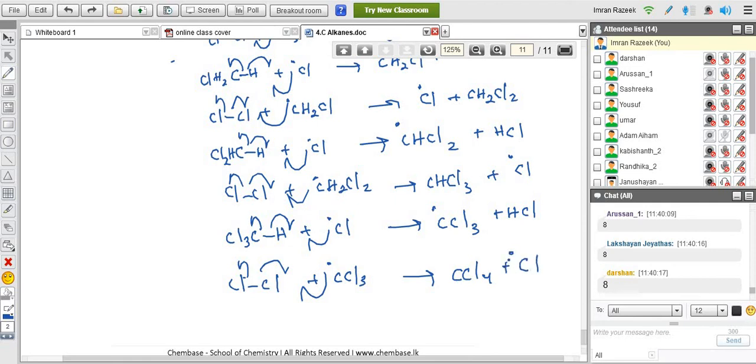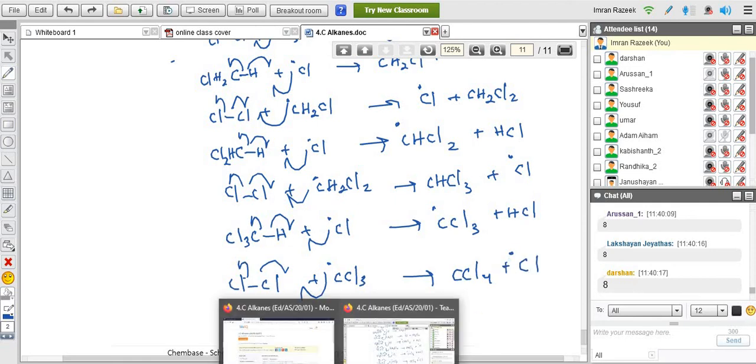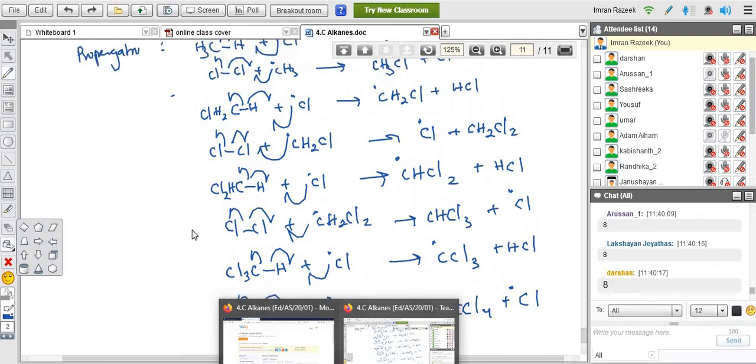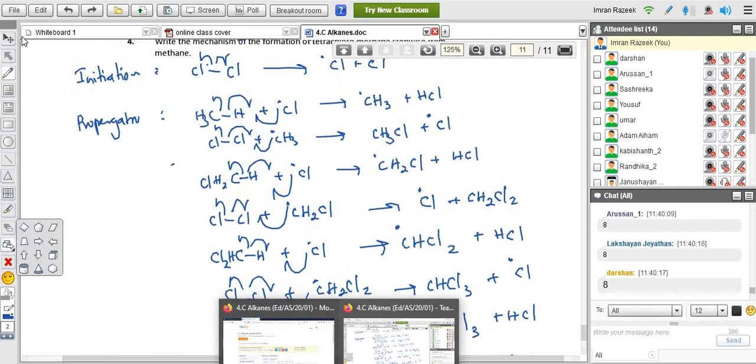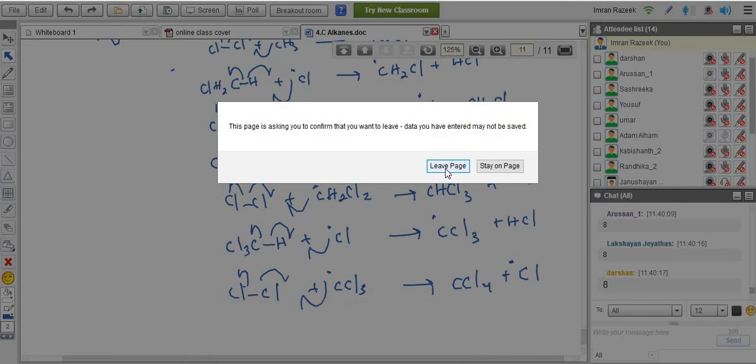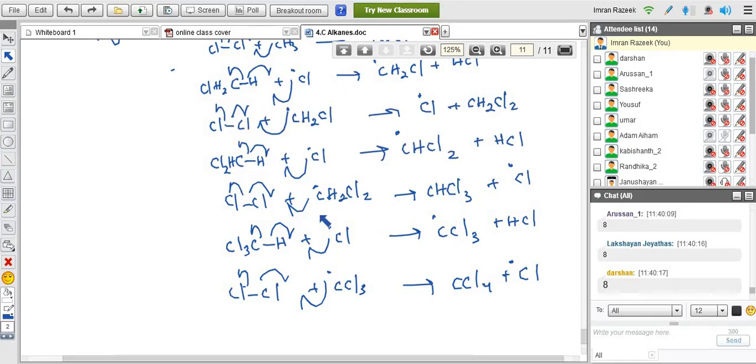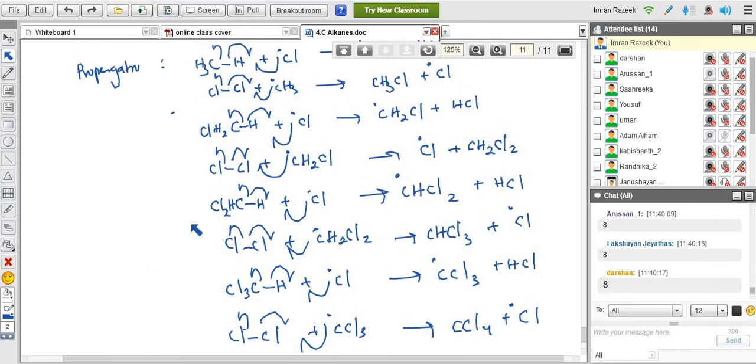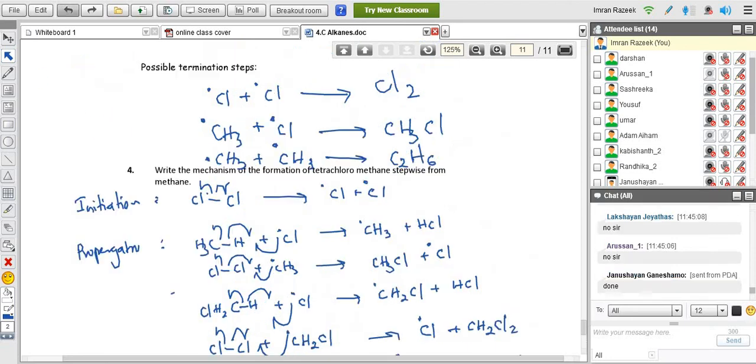So if you understand the first 2 steps, you can predict the rest of the steps just by looking at them. Is that clear? So the 8 steps are mentioned here. You need to practice these 8 steps, right? Any questions? Do please copy this and please practice.